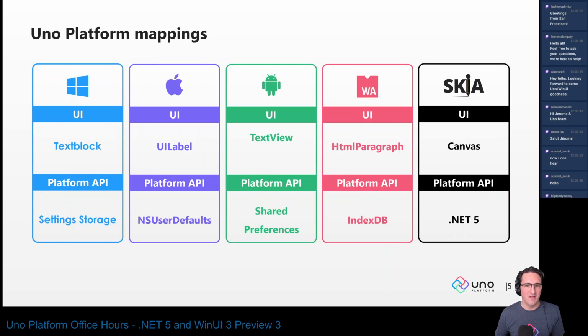The way we're doing all this, when we're developing some XAML, is that when you're creating your application and you have a text block to display something on the screen, where does that go? Well, we're providing implicit mapping. So when you're creating a text block, it goes over to a UILabel, a text viewer, an HTML paragraph, or is drawn directly on the canvas when you're going to Skia.